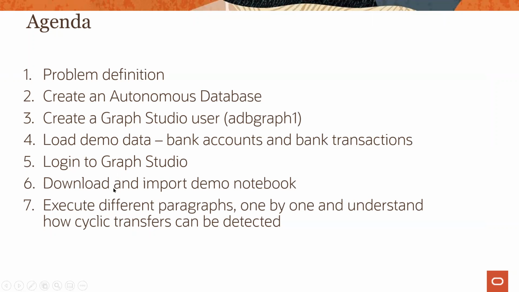I want to show you how you can identify fraudulent activities, like, from one account you're transferring the money to another set of accounts, and from there to another set of accounts, and so on and back to the original account, right? They are called cyclic transfers. So I will show you that. There's already a notebook that you can use to try this yourself.